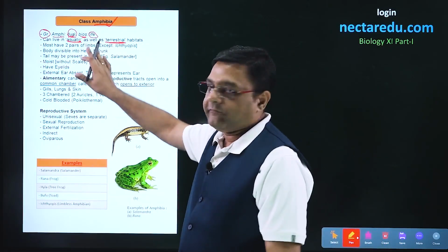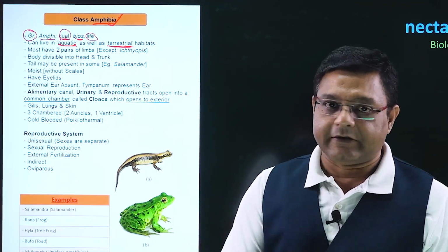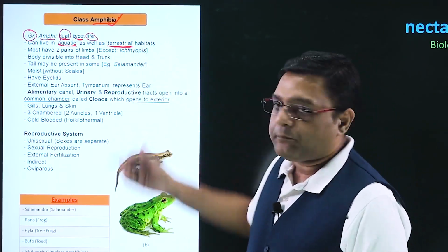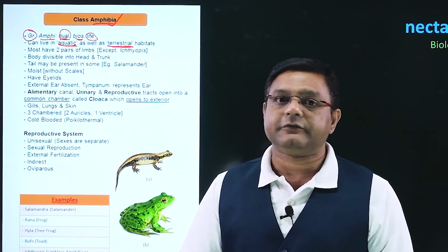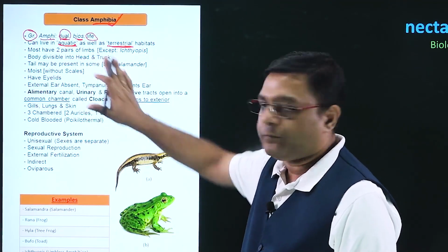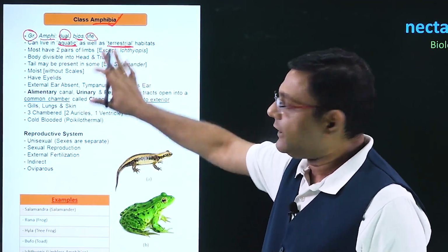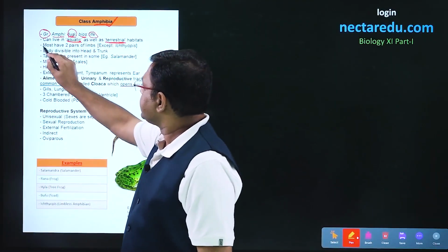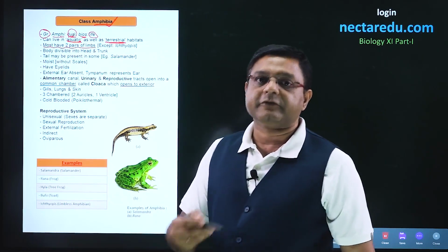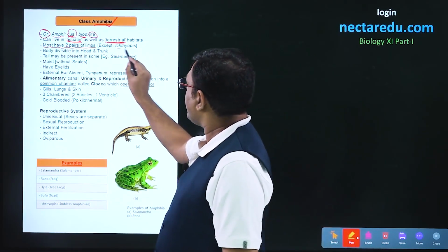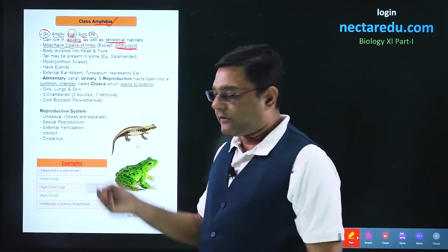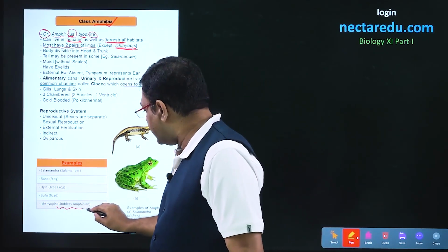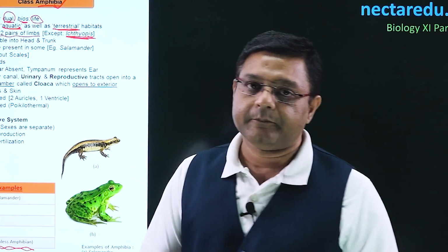Now, class Amphibia is a part of Tetrapoda. So, Tetrapoda should have limbs which are two pairs, but in the case of class Amphibia, there can be some exceptions. So, mostly there will be two pairs of limbs, but there are exceptions. A very prominent example is Ichthyopis, and Ichthyopis is called a limbless amphibian.